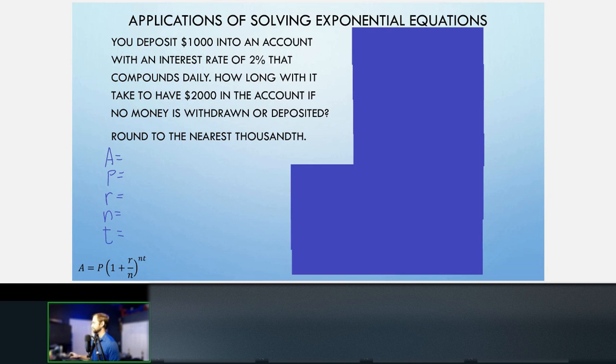Do we know what A is? A is, yep, $2K, $2,000. Remember, A is the amount in the end, and we want to know how long it takes to get to $2,000. So yeah, it tells us the ending amount is $2,000. What is our P value, our starting amount? Starting amount is $1,000. Yeah. What's our rate?